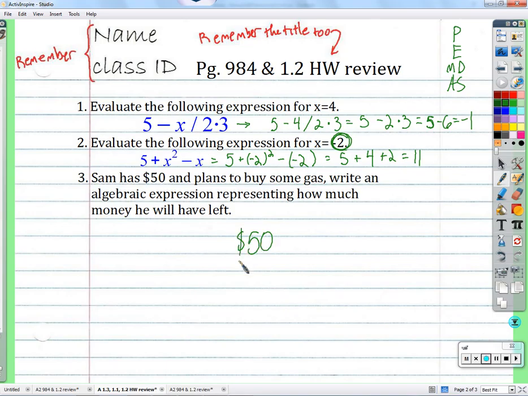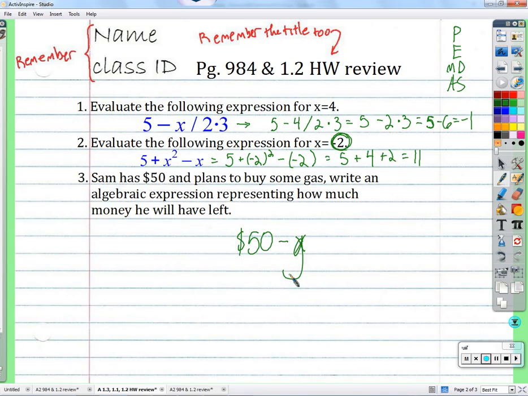Okay, here we go. Sam has $50 and plans to buy some gas. We don't know how much, right? This is where algebra comes in. Numbers or letters representing numbers. That's what algebra is. $50 is gonna buy some gas.